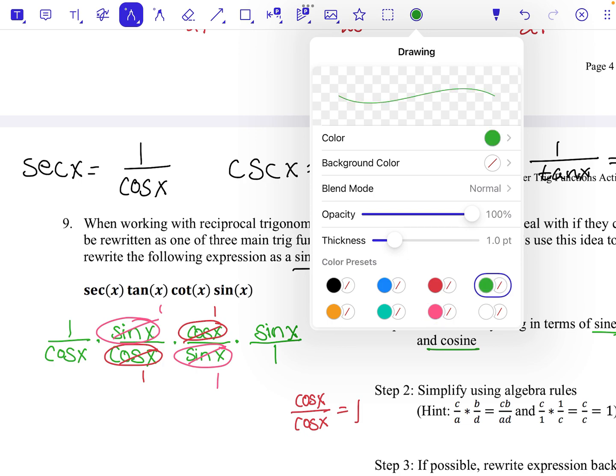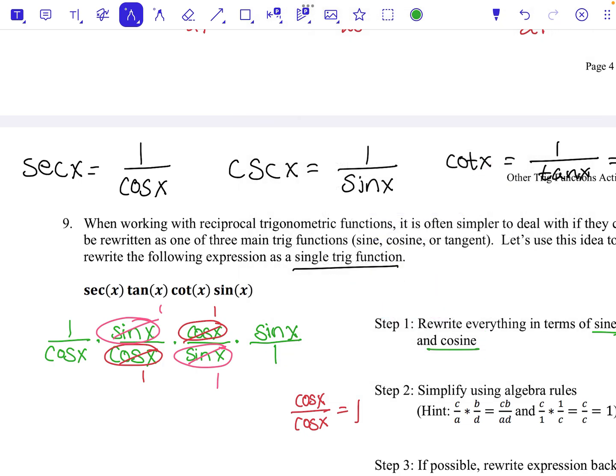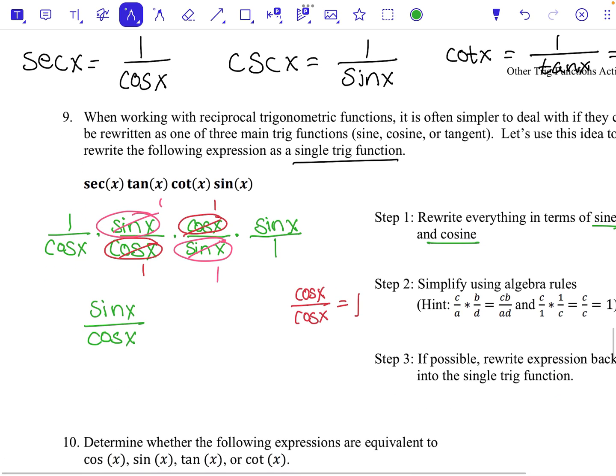Which means when all said and done, I have 1 times 1 times 1 times sine of x on top and cosine of x on the bottom. So sine of x over cosine of x, which is one of our trig functions. That would be the same thing as tangent of x. And so we started with 4 trig functions being multiplied. With a little bit of simplification work, we could get it down to just a single trig expression, which makes life easier to deal with.